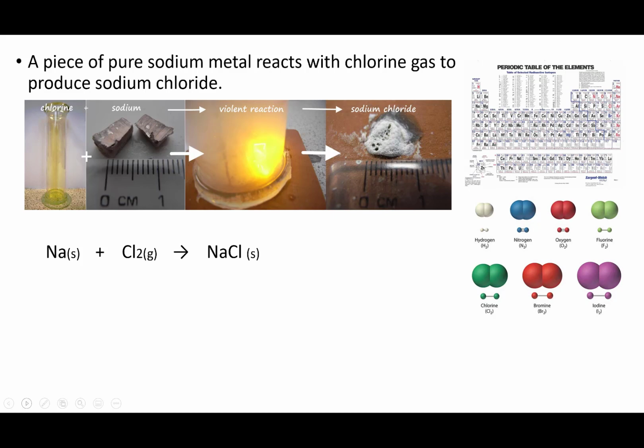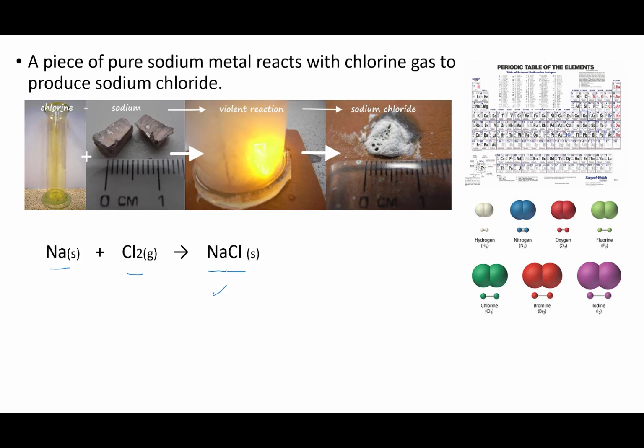Let's do another one. We've looked at this reaction in the last talk, so let's go through it. Solid sodium plus chlorine gas react to yield sodium chloride solid. Let's balance it. I've got 1 sodium here, 1 sodium on this side, so they are okay. That's fine. I've got 2 chlorine here, 1 chlorine there. How do I balance those?